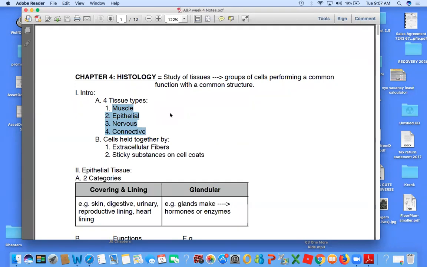Let's do an example. Go like this with your heart. That's heart tissue, known as, well, what is it known as? Muscle, right? A certain type of muscle known as cardiac. We're going to go over the specific characteristics of heart tissue today.